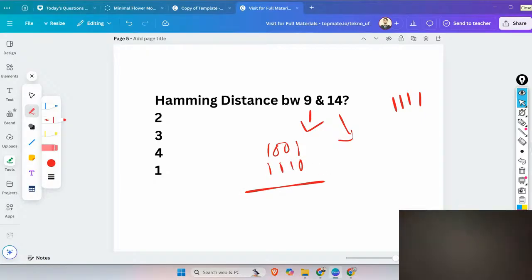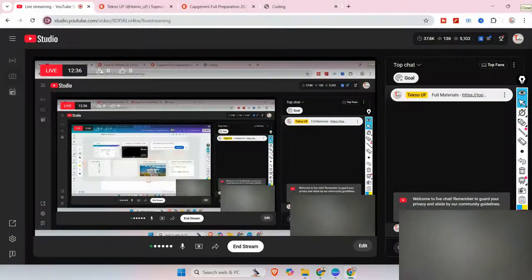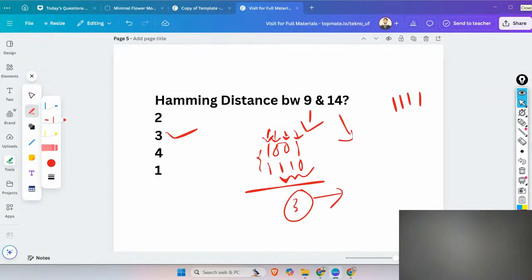Now you have to check what are the different bits present. For the first bit it's the same, for the second, third and fourth they are different: 1001 and 1110. So that's why a total of 3 bits are different. There are 3 different pairs present. So that's why 3 will be the Hamming distance. I hope you understood, guys. Any questions, please post.